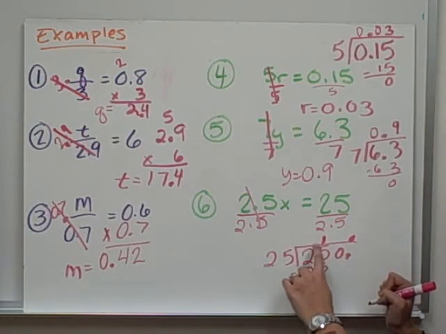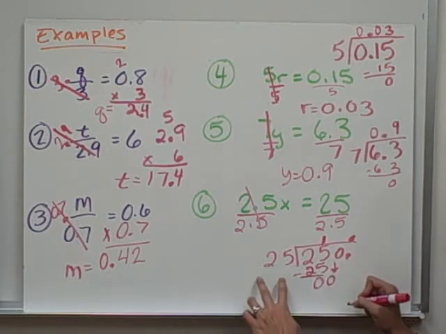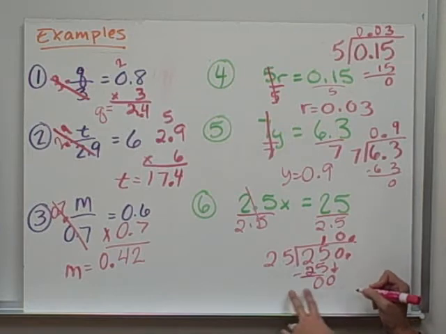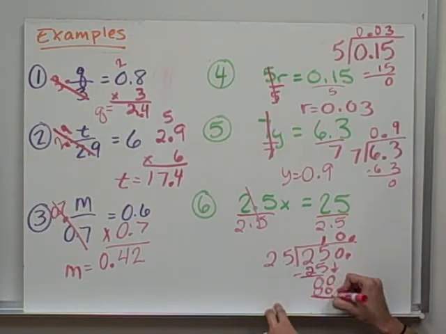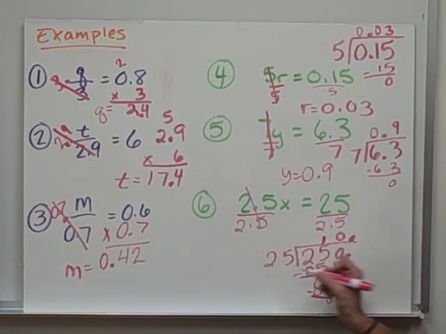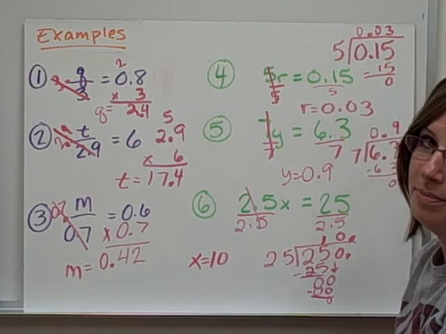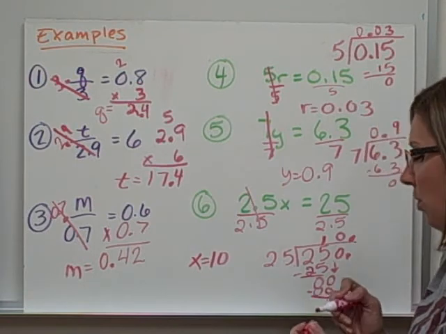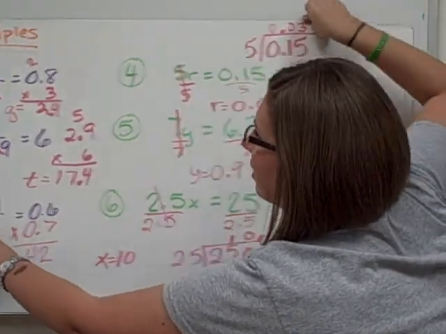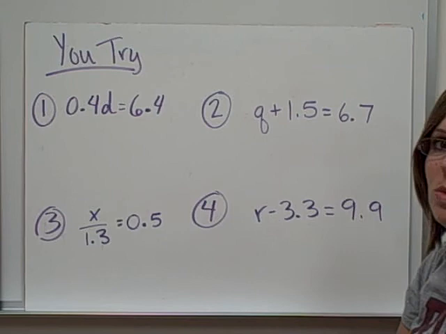But I can't just leave my answer like this. I need to bring down this other 0. 25 goes into 0 0 times. And there I go. I'm done. I filled in all of my place values. The answer is actually 10. Not 1, but 10. So what I want you guys to do is practice these 4 one-step equations with decimals.